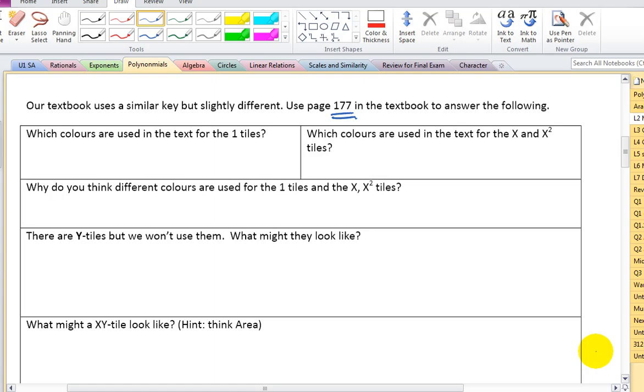So, what colors are you using in the text for the one tiles? Michael. Like on page 177, what have you been doing for the last 2 minutes? So look at page 177, look for the small tile that they call a one tile, and tell me what color they use. Red or white?